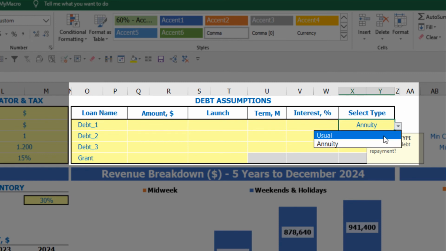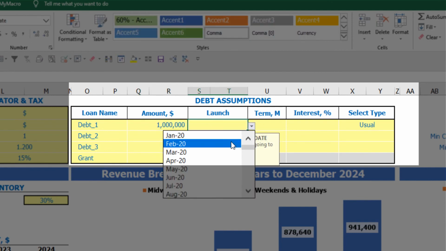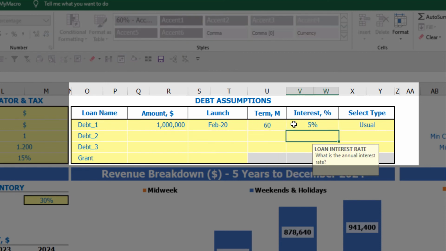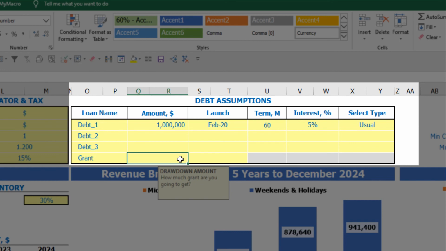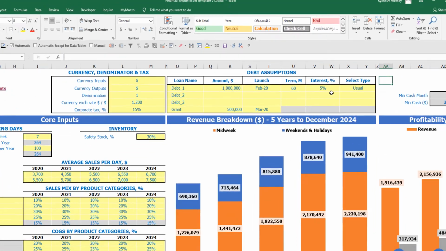In case you select usual, your main debt repayments will be equal parts, and interest will be just interest on the debt's closing balance. Let me give you an example of how it works. You may input some amount of the debt, the launch date, a term of 60 months, and interest of 5%. You may also input the grant, which is just a simple amount paid in some specific months, and that's it. No repayments, no terms in terms of interest.